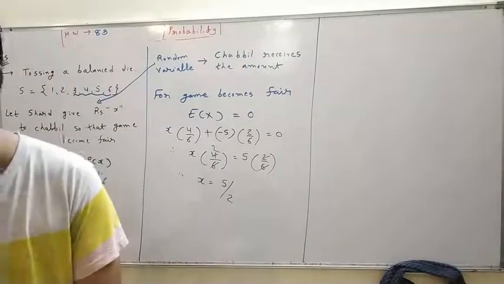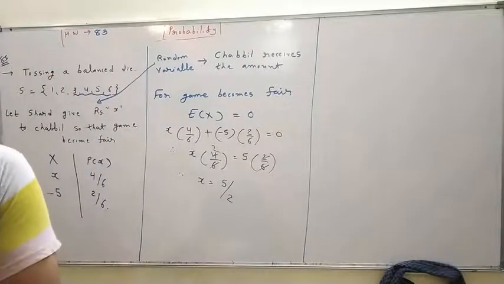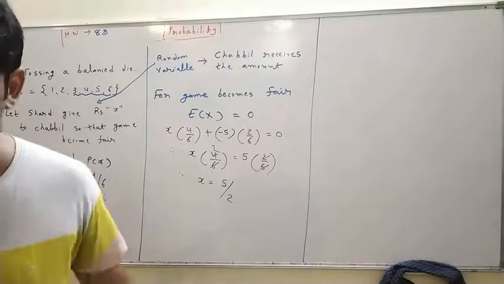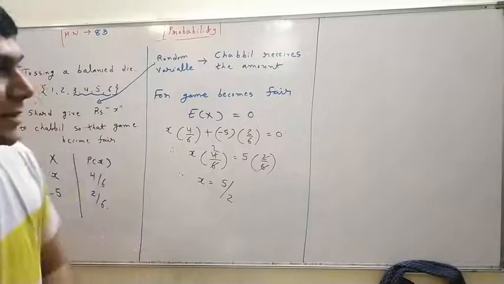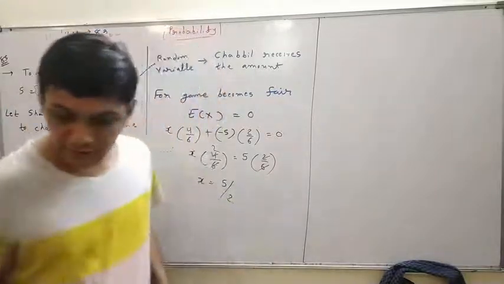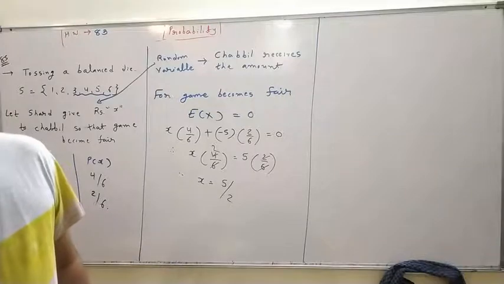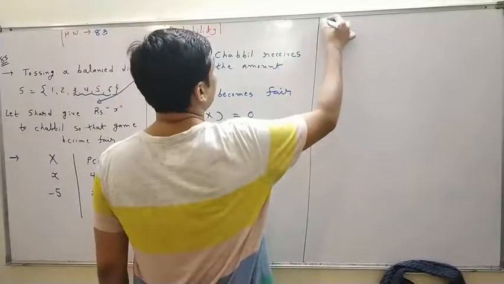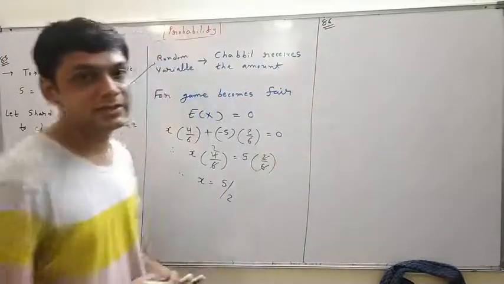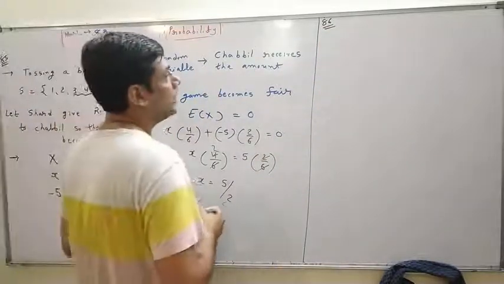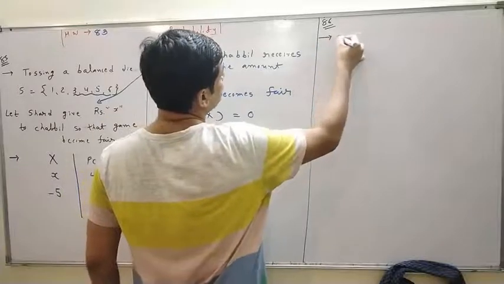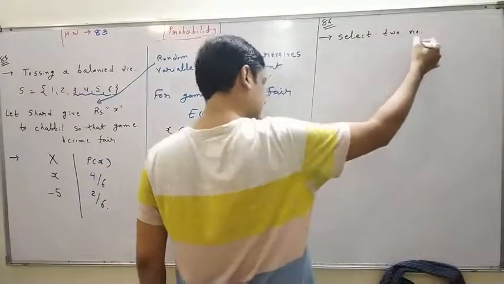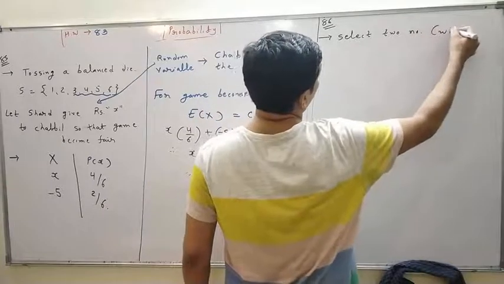Okay. Next question. Question number 86. Two numbers are drawn from the first 6 positive integers. Let x denote the larger number of the two numbers. Find E of x. Here we have to select two numbers without replacement. I will make the probability distribution for this; you have to find the mean and variance yourself. Okay, here we have to select two numbers without replacement.